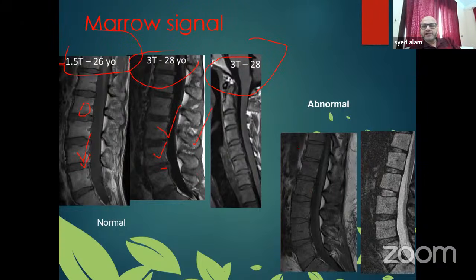So this is abnormal marrow. This is a T1 weighted sequence because the fat is bright and CSF is dark, so it's T1. And see the marrow. The marrow is, we can say, darker than the muscles or disc. So this is abnormal marrow. And see the STIR sequence, bright, also abnormal.